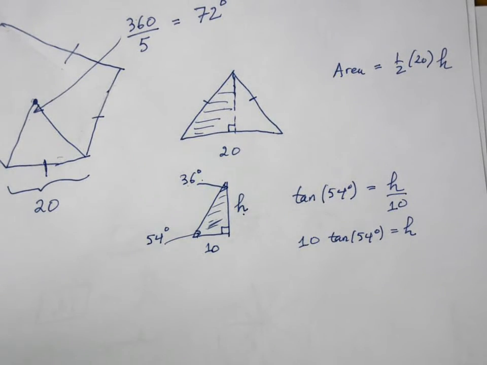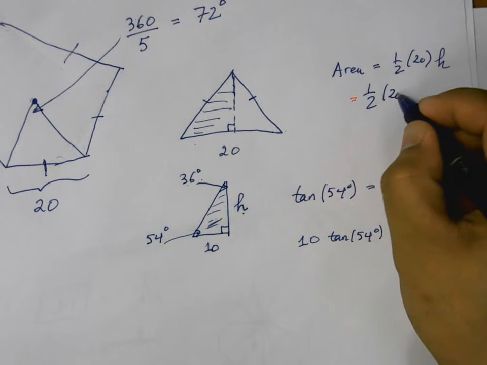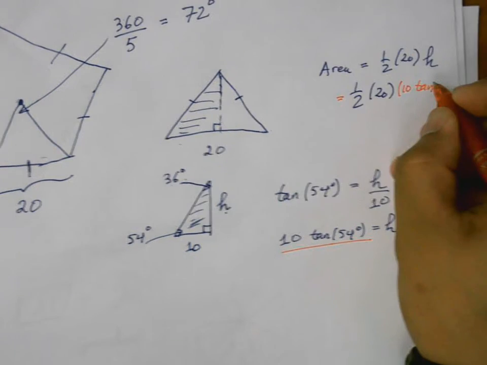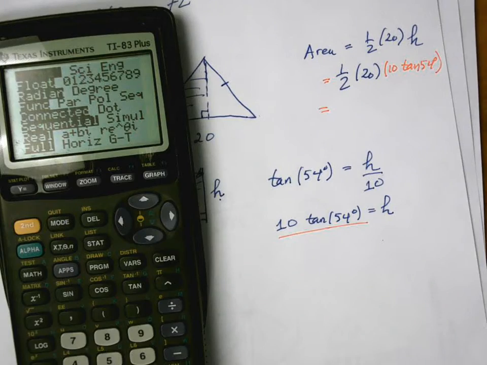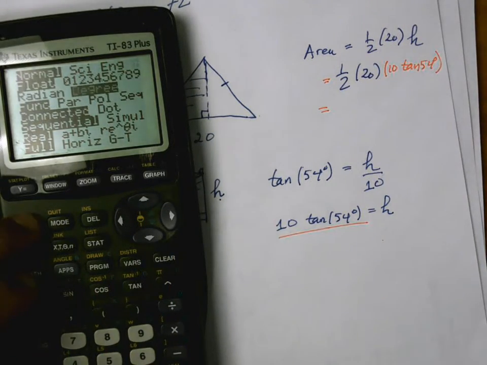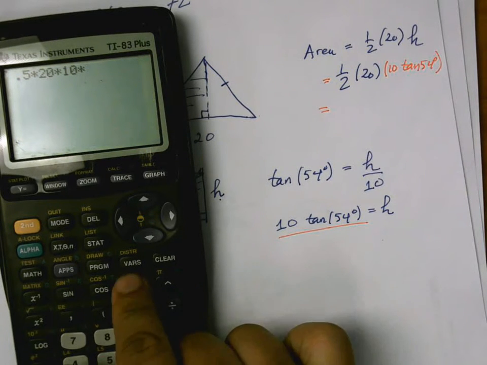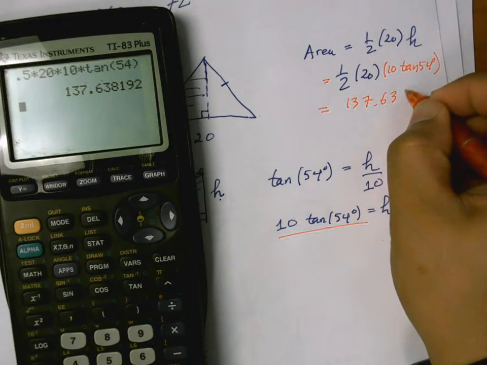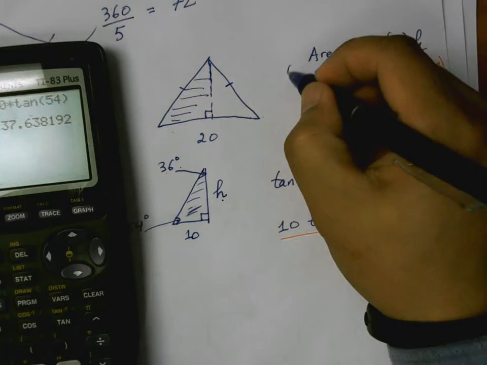Now substituting back, the area here is equal to 1/2, and we're talking about the big triangle now, the base, which is 20, times the height, which is 10 tangent of 54 degrees. Now you just take this and type it into a calculator, and be careful that your calculator is in degree mode. Otherwise, none of this will work. So 0.5 times 20 times 10 times the tangent of 54 degrees, and that's equal to 137.638. Now keep in mind that this is the area of the triangle here.